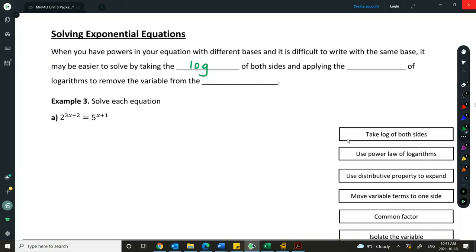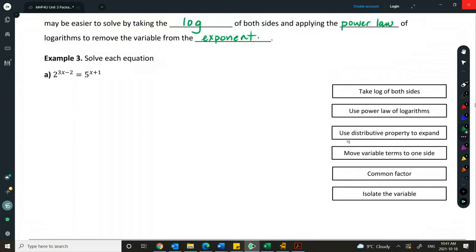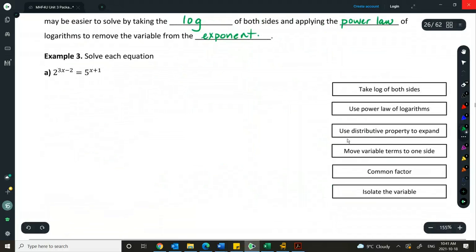And then we will apply the laws of logarithms to remove the variables from the exponent. So we'll apply the power law of logarithms to remove the variable from the exponent. All right, so in the case where it's very hard for us to create common bases, 2 and 5, we will go with this method. Usually it's easier to create common bases, so if possible, you'll go this route. If not possible, then we'll follow these steps over here.